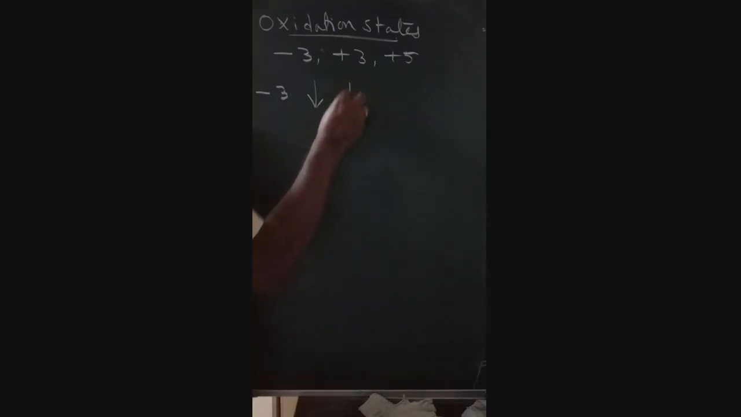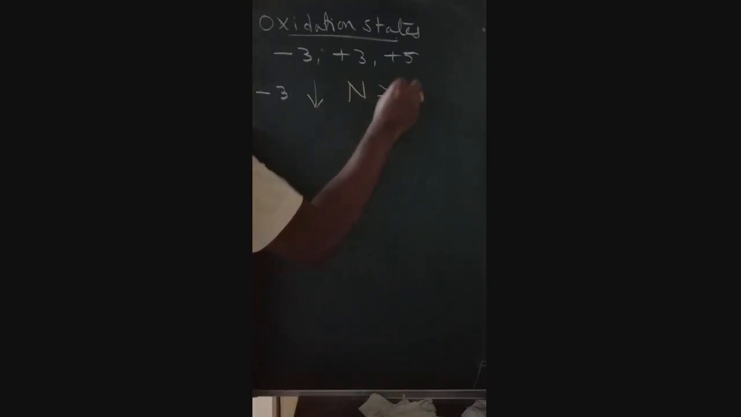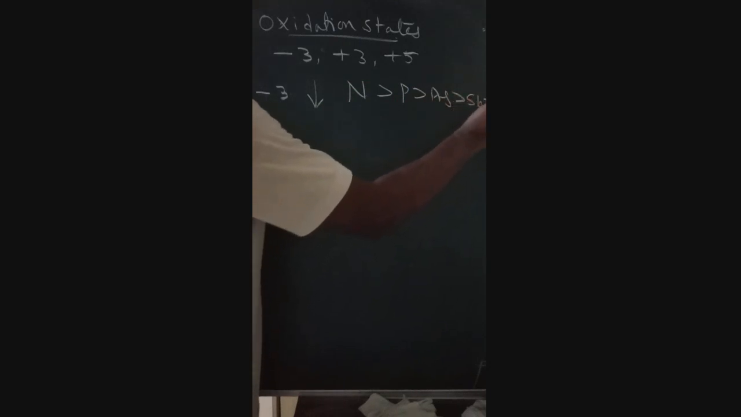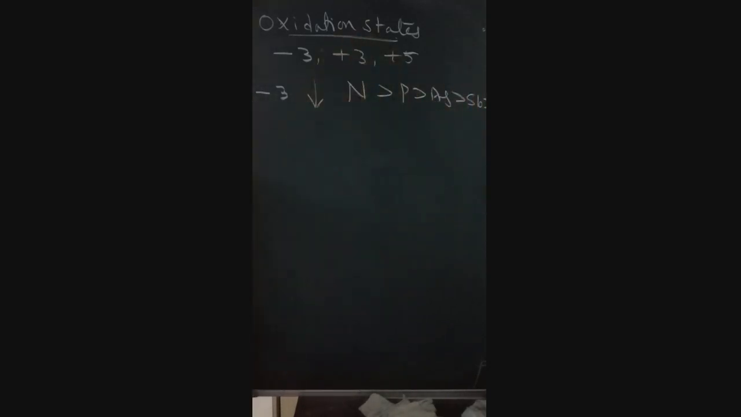The order is nitrogen, phosphorus, arsenic, antimony and bismuth. Especially bismuth does not exist in the -3 oxidation state, because it is purely metallic in character. Next, +3 stability. Down the group, +3 stability increases. I am discussing from the stability point of view. But +5 stability decreases down the group.